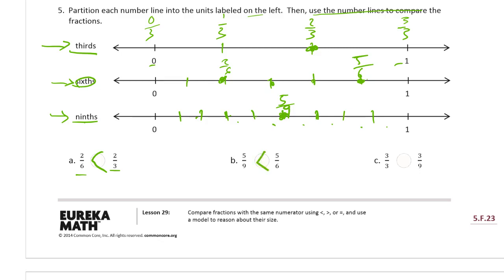And we're looking at 3/3, which is all the way to the end. That's the whole. And 3/9, which is 1, 2, 3. There's 3/9. And 3/9 is here. 3/3 is there. And I can use a different color just to plot where all these points are, so we can really find them easier with our eyes.